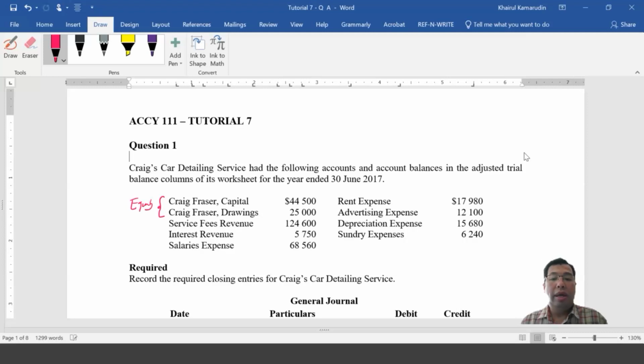Then we have revenue, put R here for revenue. And these two are other expenses accounts. You are required to record the closing entry for Greg car detailing services. So you are required to close the accounts. Before we go to that level, I would like to make your life easier. Let us determine whether these are debit or credit items.